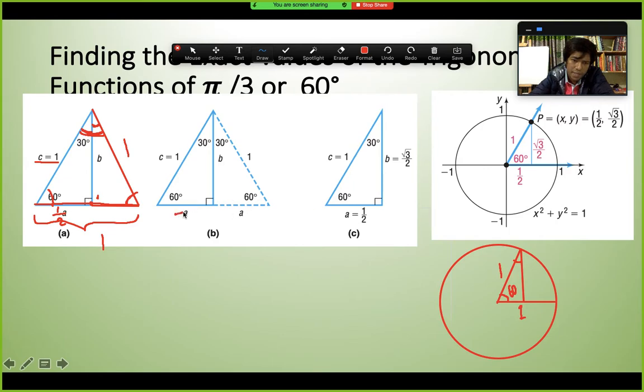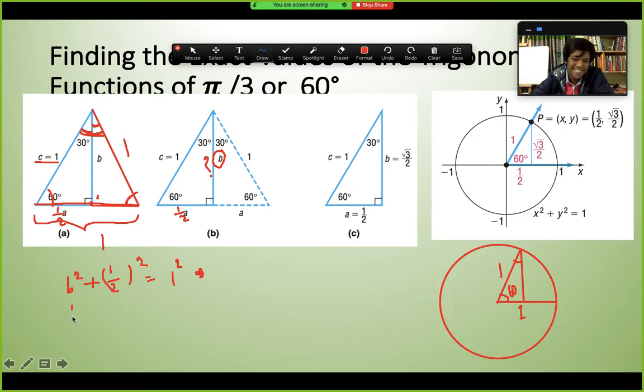Now, if this side is half, this side is 1, what is the value of this one? We can actually find it out by the Pythagorean theorem. The Pythagorean theorem says hypotenuse square equals this square plus this square. So let's find it out. So this is the Pythagorean theorem. 1 square, or we can write it on this side also. Let's give some name here. Suppose it is b. So b square plus half. We are considering this triangle. Half whole square equals 1 square.